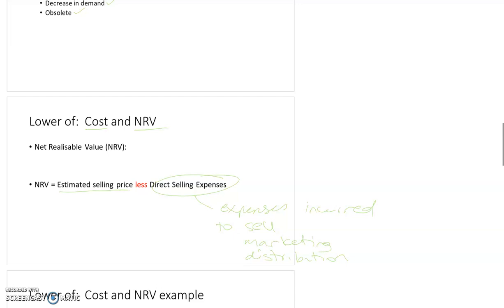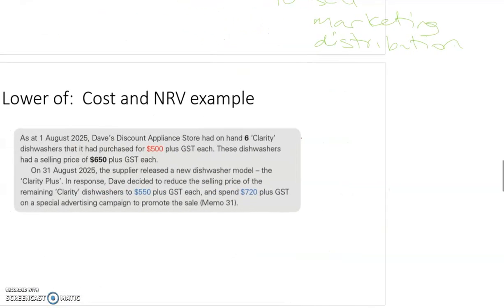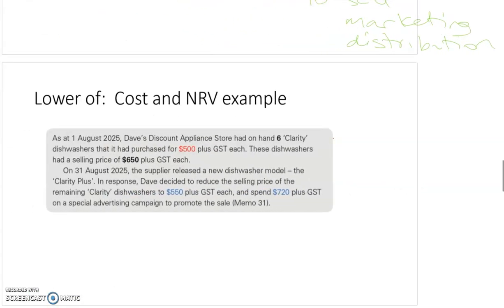So let's have a look at an example here of an inventory write down. So spend some time now having a read of the scenario. You can pause your video if you want, and I will talk about how we'd approach this from an inventory write down perspective.